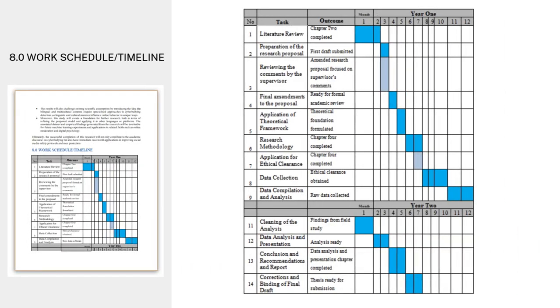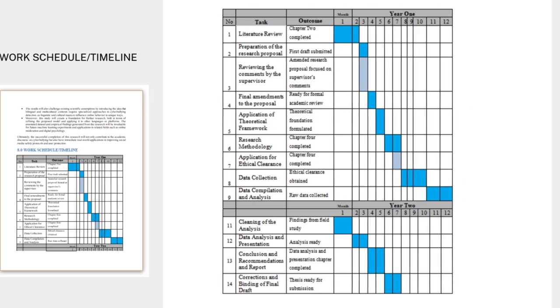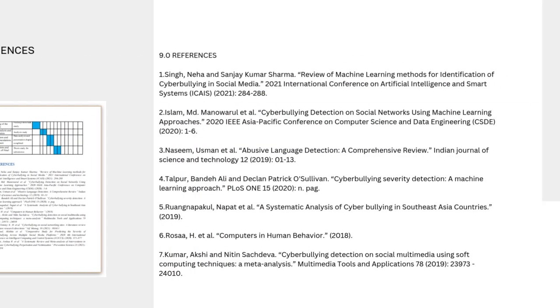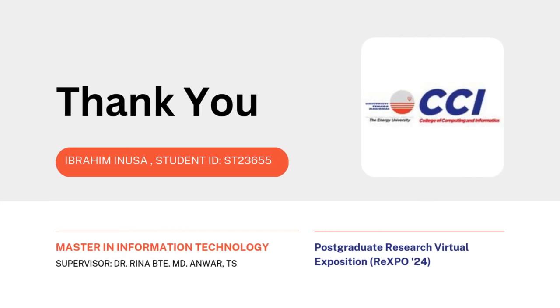Under the section of the work schedule, I provided a Gantt chart which shows the progress that will be made in order to complete this program, looking at it in two parts, the first year and the second year, with the months and the tasks to be completed and the expected outcome for each month. And this is the presentation of my research proposal.